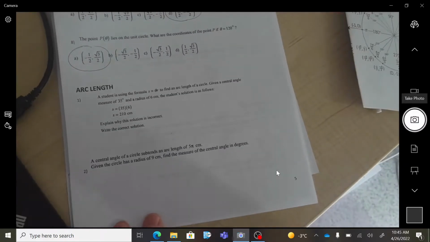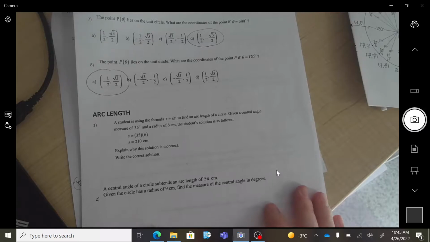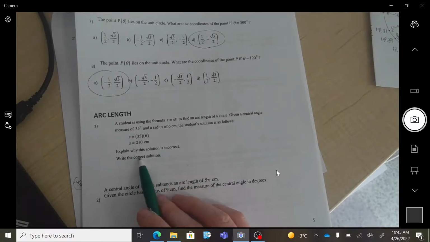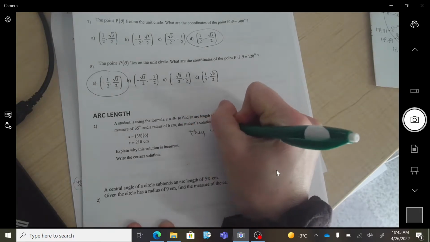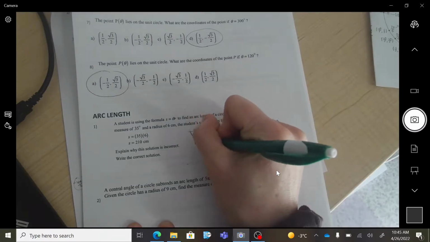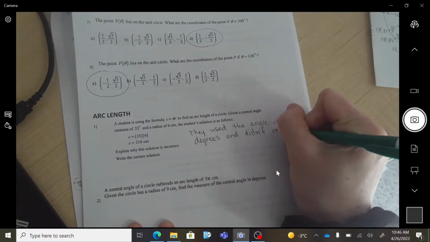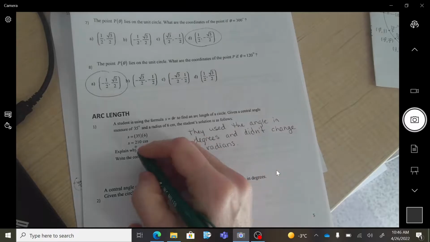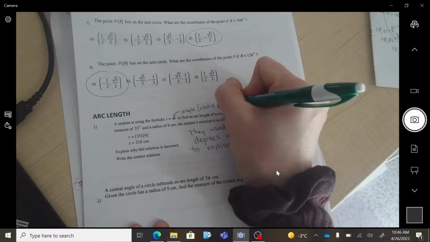Arc length. Okay, so question 1, the student is using this formula to find the arc length given a central angle of 35 degrees, radius of 6. Here's what they did, and why is their solution incorrect? They used the angle in degrees and didn't change it to radians. In this formula, the angle has to be in radians, and they didn't do that.